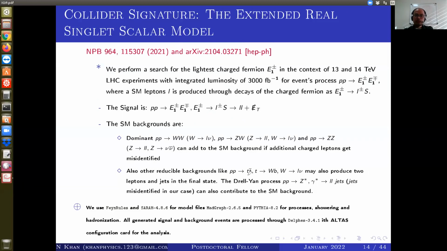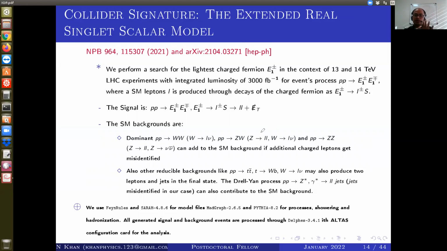Okay, so also in this model we ask whether in future we can search for it at the LHC. Yes, we can search, we can get some signature at the LHC of this heavy particle. So basically in this model we choose a particular process like pp going to E plus E minus, and that E plus minus decays to one lepton and dark matter. So the final state basically has 2 leptons and missing energy signature.